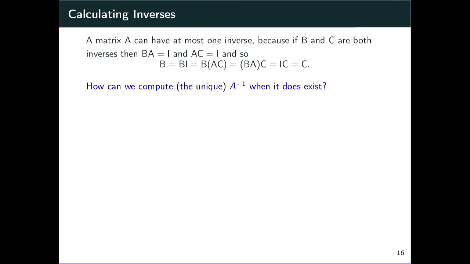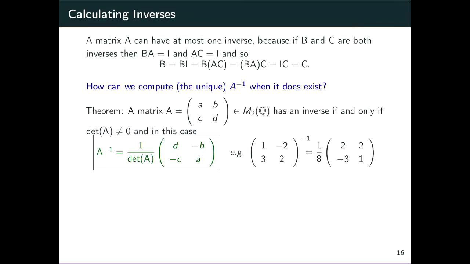And I'm just going to give you the formula for how to calculate the inverse. If we have a matrix A, and we're only going to focus on 2 by 2 matrices, it has an inverse if and only if the determinant is non-zero. And in this case, the inverse is given by this formula here. So you switch the A and the D, you take the negatives of the B and the C, and you divide through by the determinant.